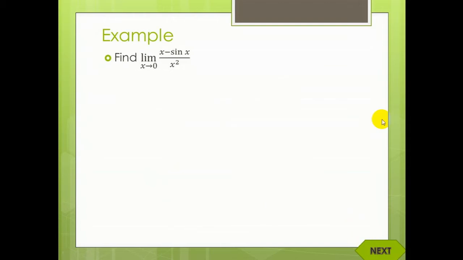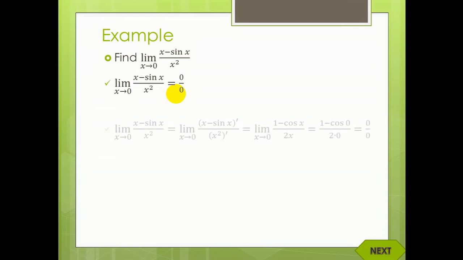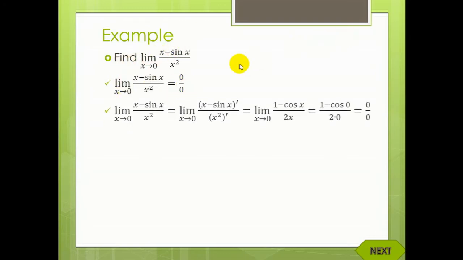Okay. Another example, find the limit x approaching 0 of x minus sin x over x squared. We need to verify first if this is an indeterminate form. We already know that when we substitute 0 it is 0 over 0, so it is an indeterminate form. So we can continue using L'Hospital's rule. You need to differentiate each part. The derivative of x is 1. The derivative of sin x is cos x. The derivative of x squared is 2x.